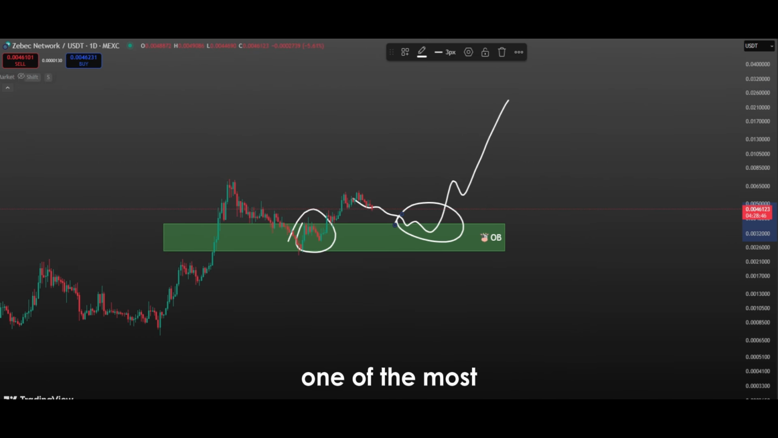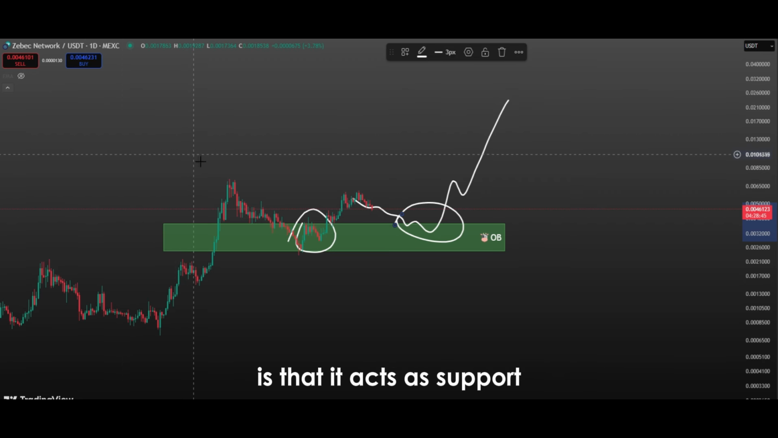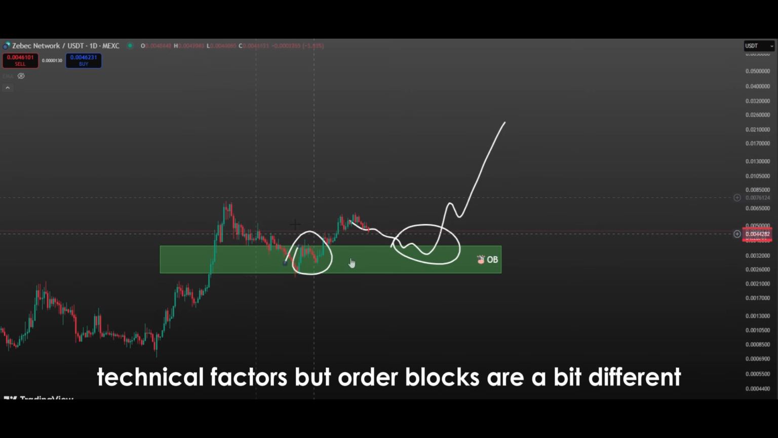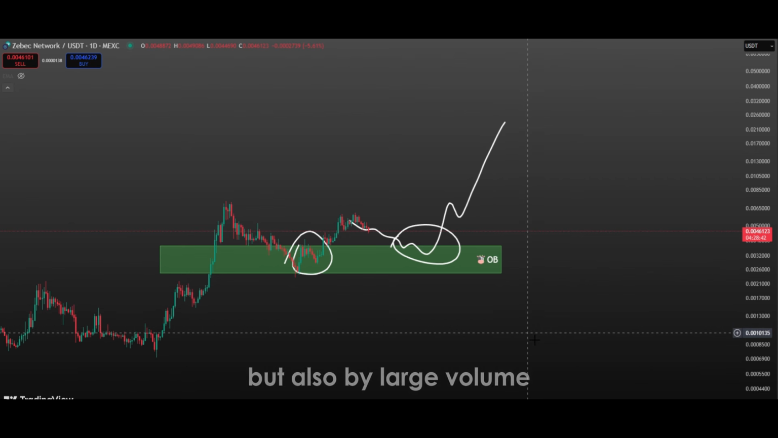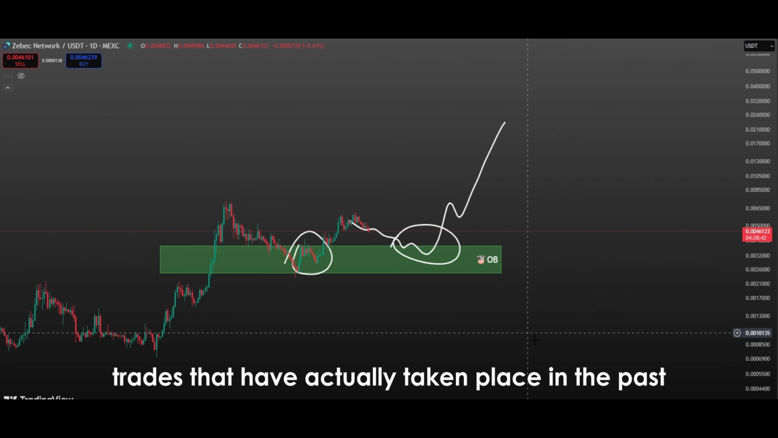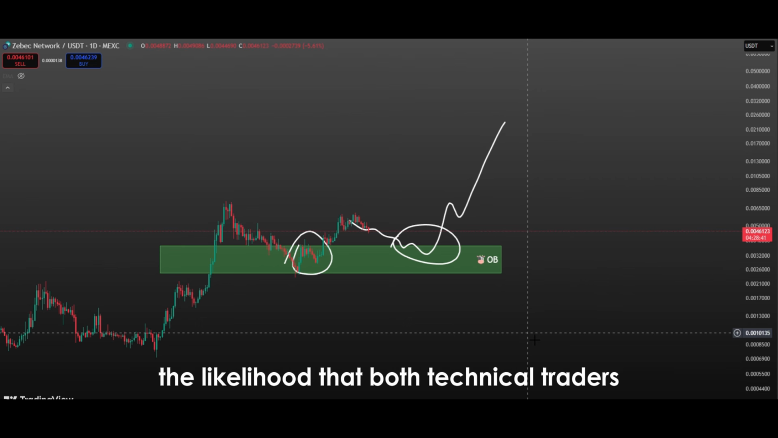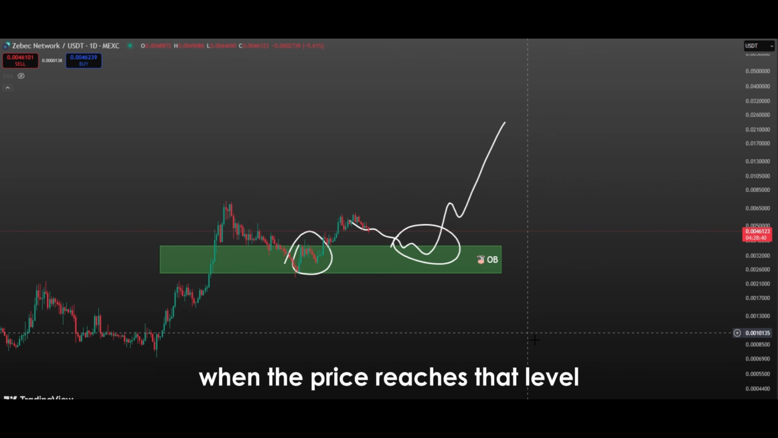One of the most important characteristics of a bullish order block is that it acts as support. Support levels generally come from a combination of psychological and technical factors, but order blocks are a bit different. Here, support is not only reinforced by investor psychology, but also by large volume trades that have actually taken place in the past. This increases the likelihood that both technical traders and big players will buy simultaneously when the price reaches that level, causing a sharp bounce.